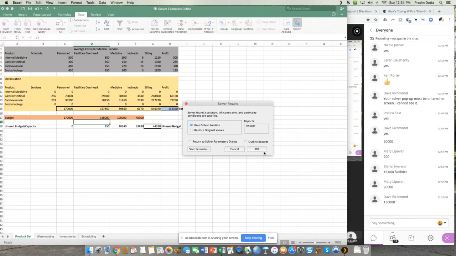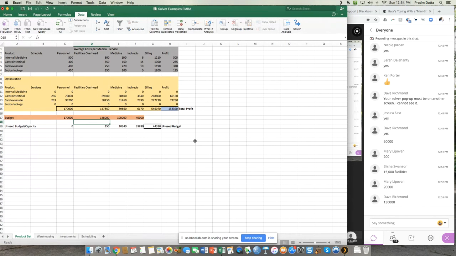And you see we found a solution that subtly says that, now look at this, it's very interesting. Previously we had 156,900 as profits and 56,900 or so, or 55,900, as unused budget. Now we have 132,390 in profits, and we have 44,320 in unused budget. Looks like the previous combination was a much better combination.